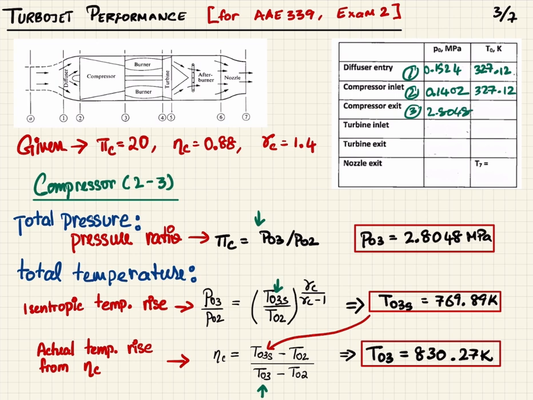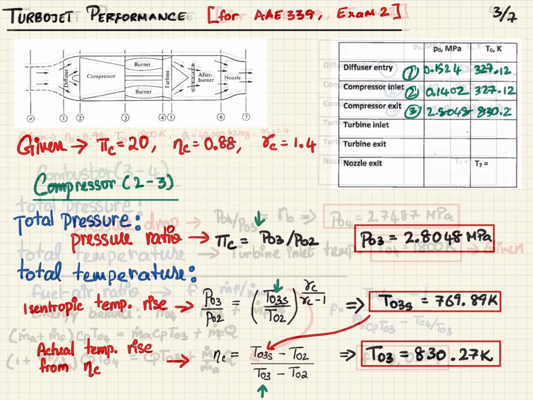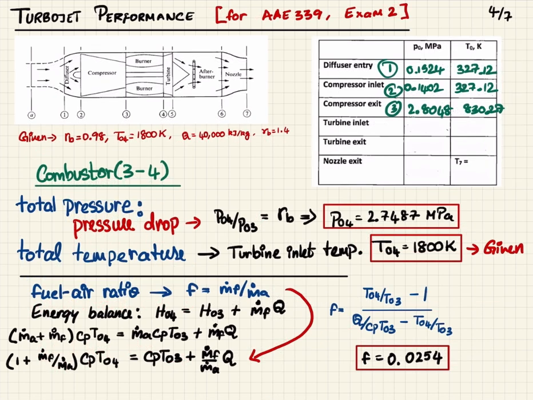To determine the stagnation temperature at the compressor exit, there are 2 sub-steps. In the first sub-step, we are going to determine the isentropic stagnation temperature using the isentropic relation, just like before. Then we can use this quantity, which we determined to be 769.89 Kelvin, in our compressor efficiency equation to determine our actual temperature at the compressor exit. And when we solve for this simple algebraic equation, we determine this to be slightly higher than the isentropic, at 830.27 Kelvin.